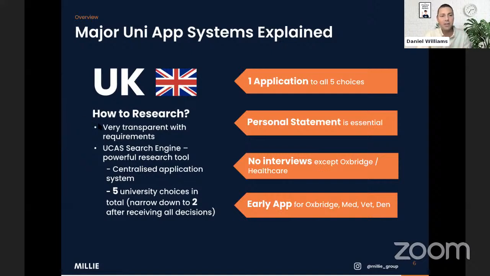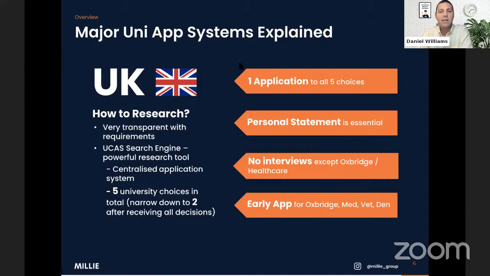The UCAS search engine, which is mentioned here on the left side of the screen, is the way that you're going to start doing your research into these schools. You can log in there, and you'll be able to locate schools based off of entry requirements, their location, and the specific subjects that they offer.